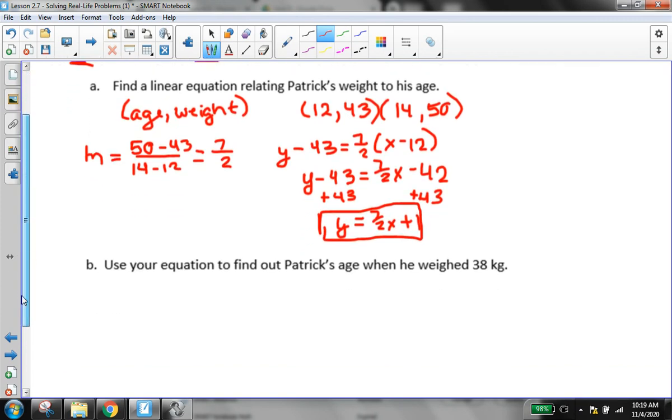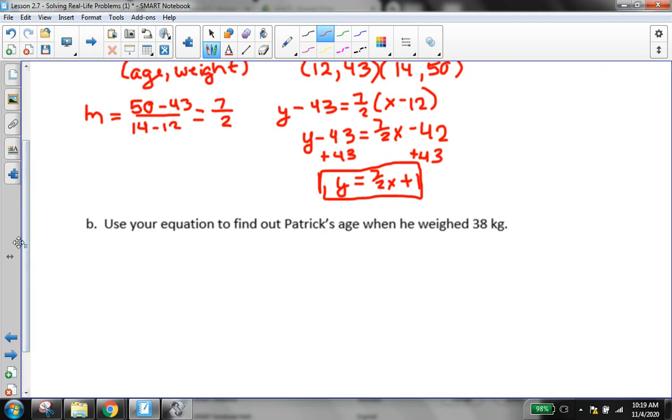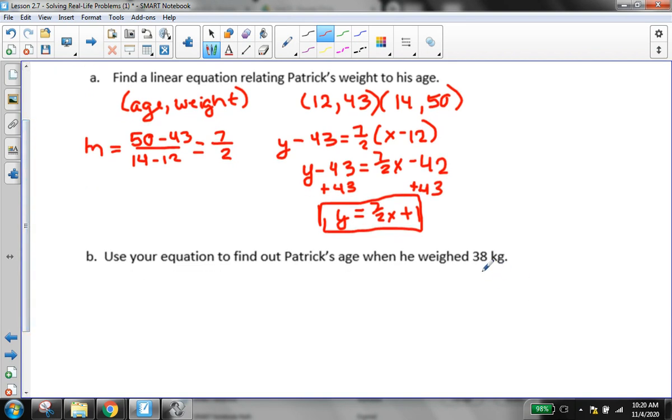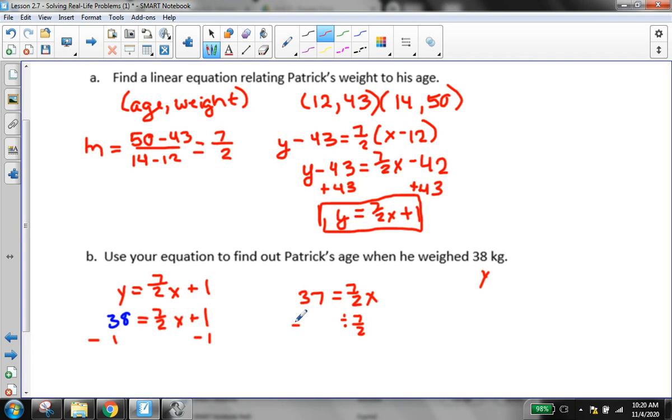Okay, so now I'm going to use my equation to find out Patrick's age whenever he weighed 38 kilograms. So the weight is the y value. So I'm going to write down my equation. So y equals 7 over 2x plus 1. I'm going to plug in a 38 for y. It's really important to define what your x's and y's are so you know what you're solving for. Okay, so I'm going to subtract 1. I'm getting 37 equals 7 over 2x. I'm going to divide both sides by 7 over 2.